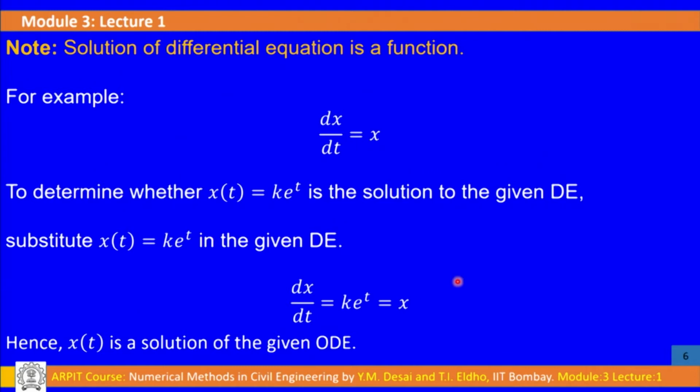If we talk about the first order differential equation dx by dt equal to x, we infer that x is a function of the independent parameter t. If I want to determine whether k times e raised to t is a solution, we substitute this expression in the given differential equation, and if it satisfies the equation for all values of t, then we say the expression is a solution of the given ordinary differential equation.